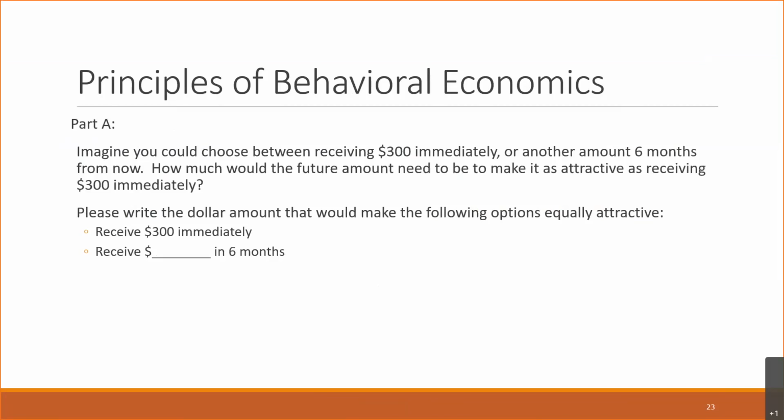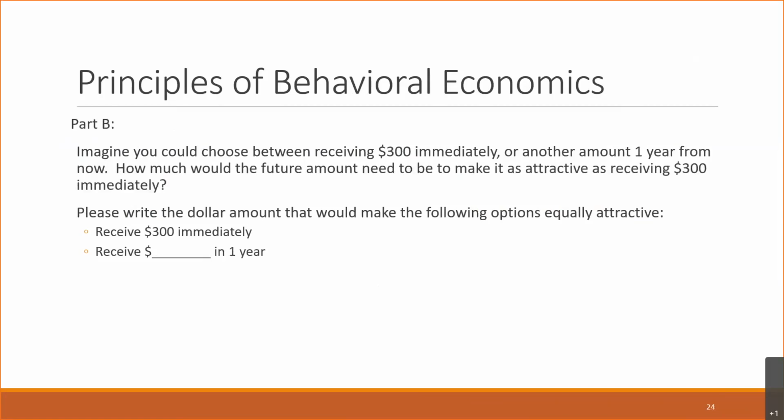So get yourself a piece of paper and then let's get the answers to these questions here. So imagine you choose between receiving $300 immediately or another amount 6 months from now. What would the future amount need to be to make it as attractive as $300 immediately? And so write down the amount, right? Okay, let's see, 300 immediately or something in the future. Okay, I'm going to write down something. I hope you're writing down something too. Okay, so there we go.